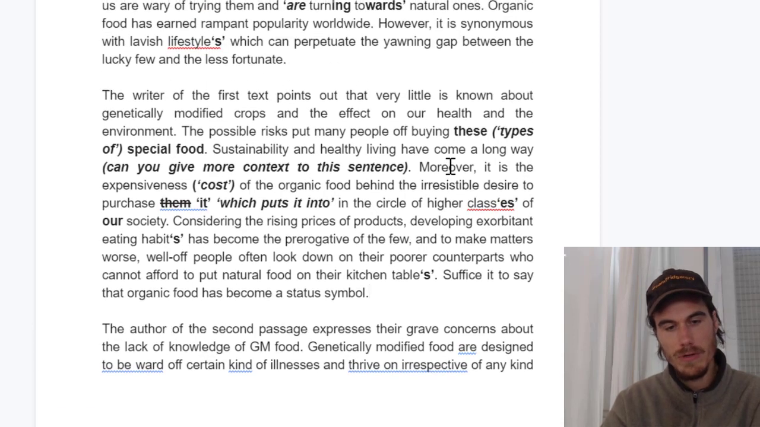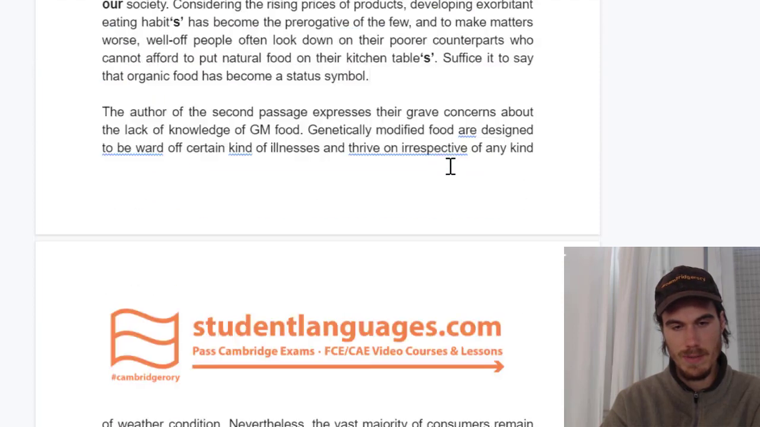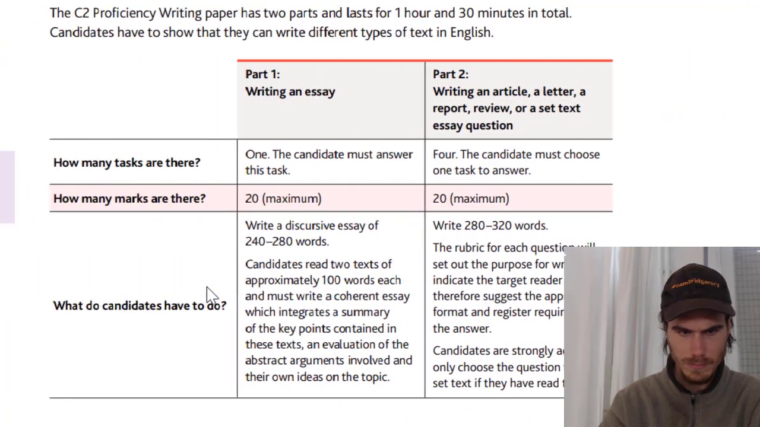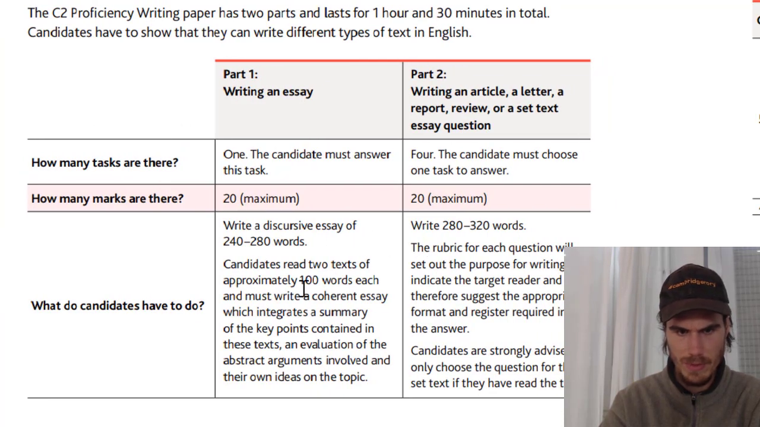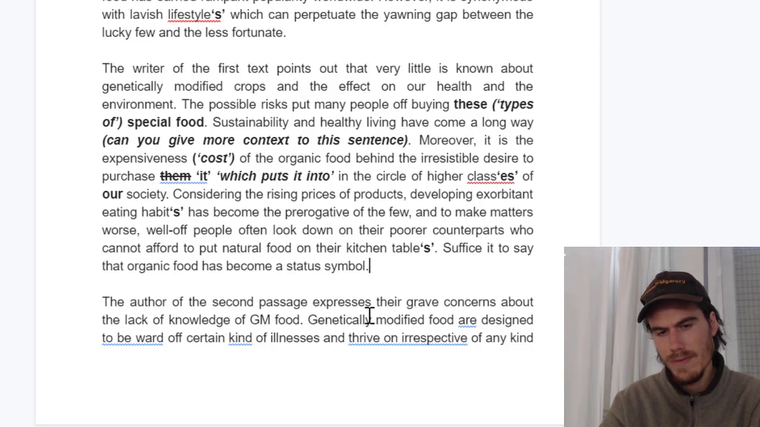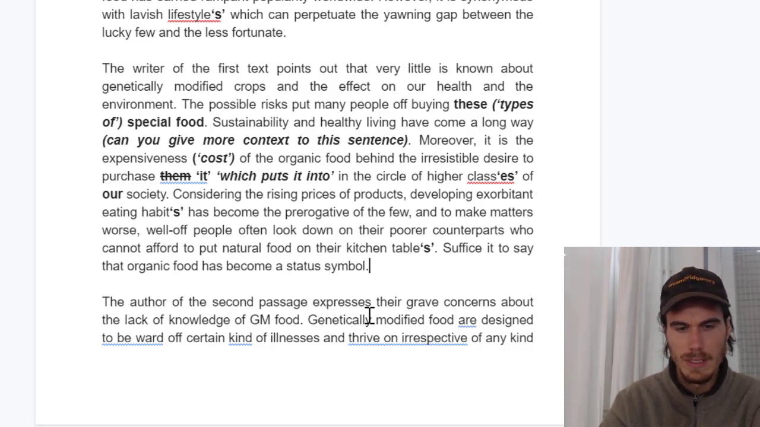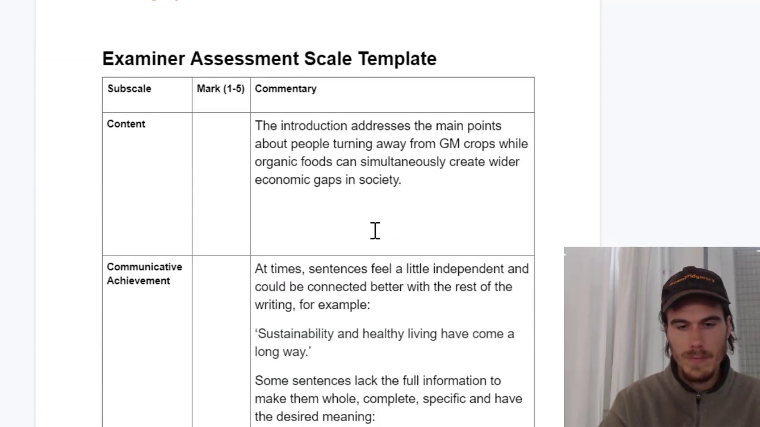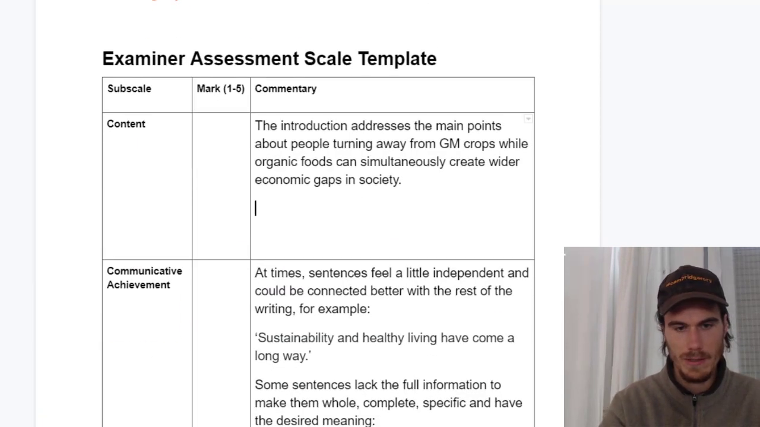You're agreeing with him. I wonder if you can, maybe it'll come later, but if you have a look at what it says in C2 here, it's actually a really good document because it has some other useful input. So for example here, writing an essay, a coherent essay which integrates a summary of the key points contained in these texts, an evaluation of the arguments and your own ideas. I think you're summarizing here. I'm not sure how much you are evaluating and giving your own opinion. It seems like you're agreeing with it, which I suppose is good. I feel like maybe you could add a bit more evaluation in there. Why is it the case? A bit more answering the question why. I'll write that in the content area.